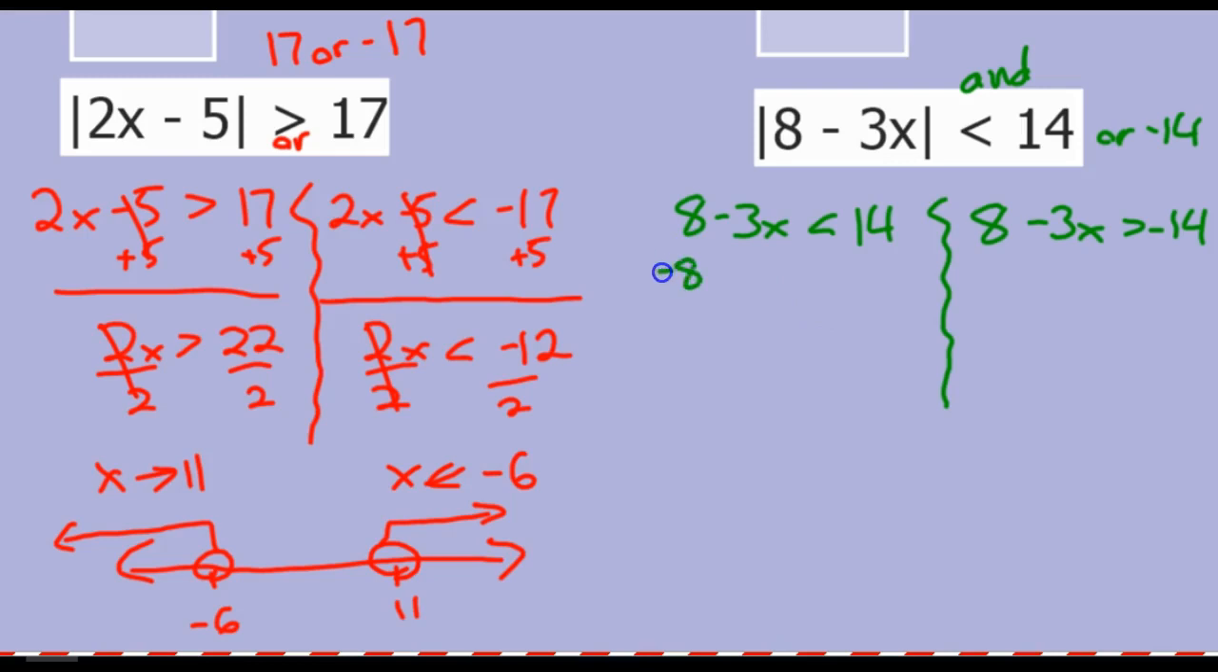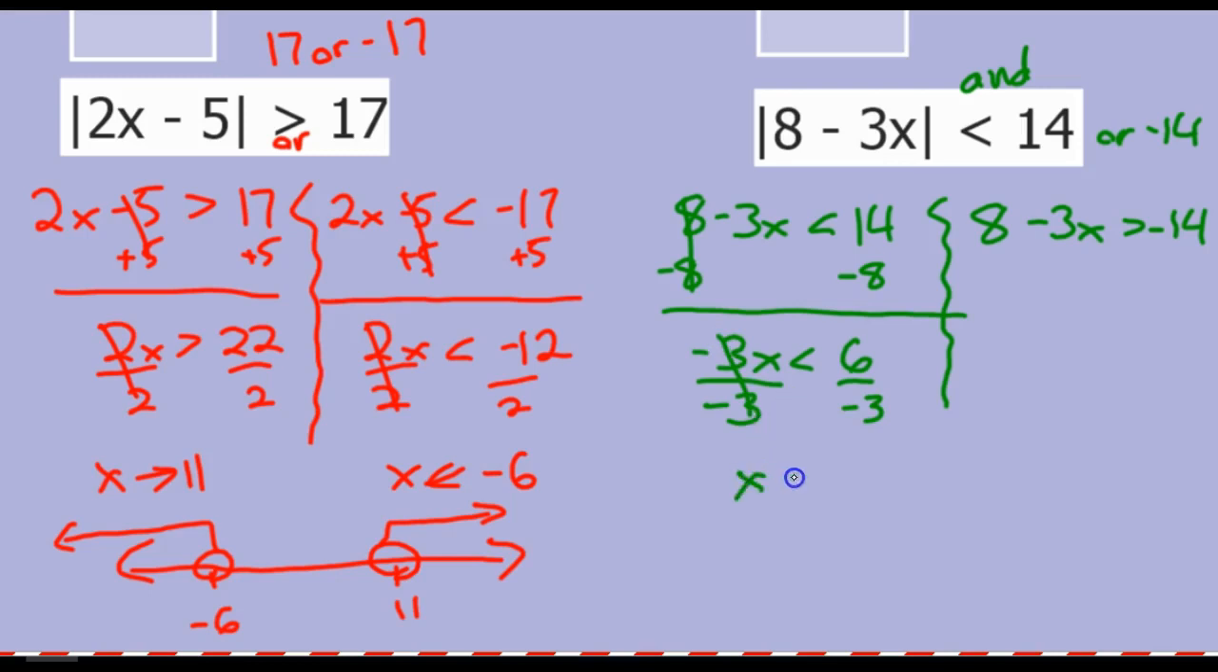Here we're going to subtract 8 first. So we have -3x is less than 14 minus 8, which is 6. Divide by -3. Now we divided by a negative number, so x is now greater than 6 divided by -3, which gives us a -2.